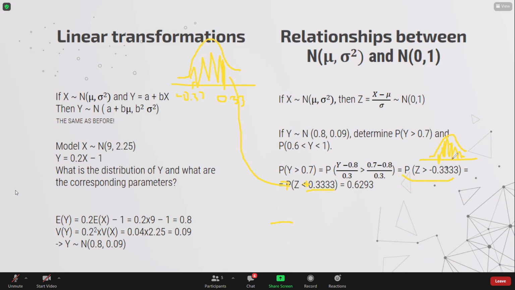They're equal because 0.33 is identical to 0.33, on the same distance from the mean. It's just standard.